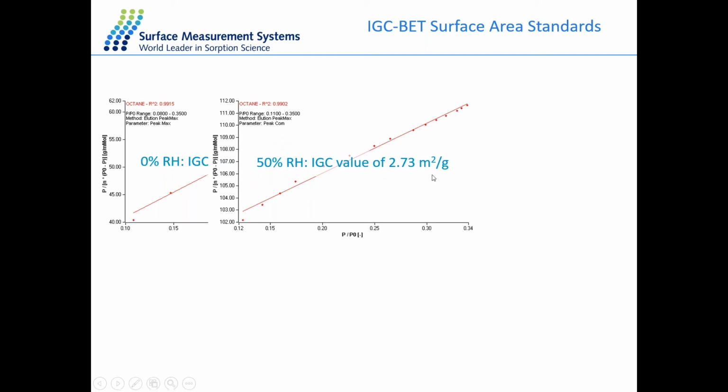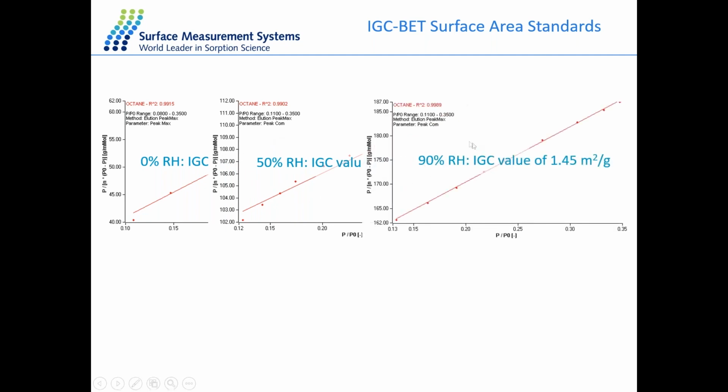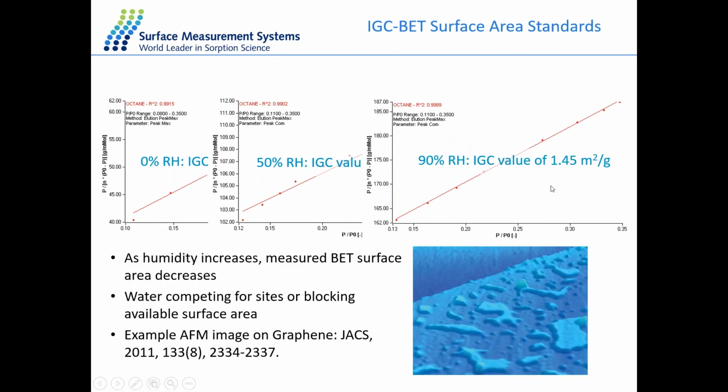We can see a decrease in BET surface area. And when we go to 90%, we can see an even further decrease of BET surface area. What is this telling us? As we increase humidity, the measured BET surface area decreases. This is because water is now on the surface of the material. So when we introduce our octane, it's competing for these sites on the surface of the sample. In this case, we have quite a low decrease in BET surface area.